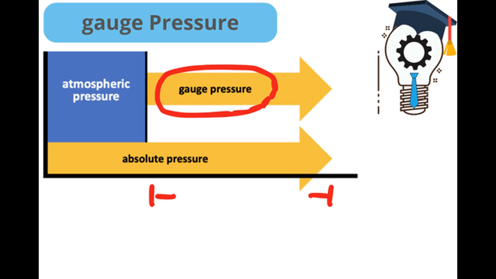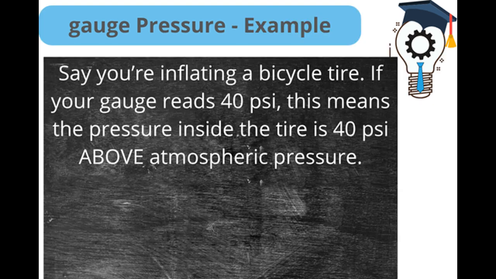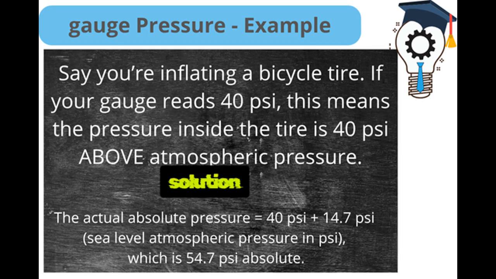Gauge pressure is the pressure relative to atmospheric pressure. Most everyday devices, like the tire gauge, show gauge pressure. When the pressure inside equals atmospheric pressure, the gauge reads 0. Example, say you're inflating a bicycle tire. If your gauge reads 40 psi, this means the pressure inside the tire is 40 psi above atmospheric pressure. The actual absolute pressure would be about 40 psi plus 14.7 psi, which is 54.7 psi absolute.